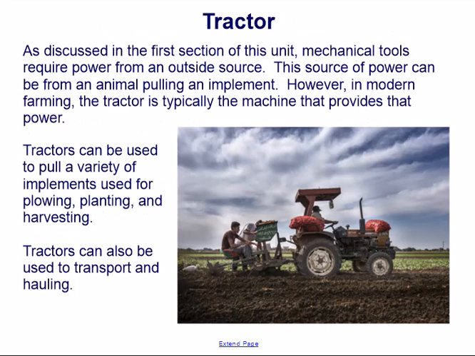Tractor. As discussed in the first section of this unit, mechanical tools require power from an outside source. This source of power can be from an animal pulling an implement. However, in modern farming, the tractor is typically the machine that provides that power. Tractors can be used to pull a variety of implements used for plowing, planting, and harvesting. Tractors can also be used for transport and hauling.